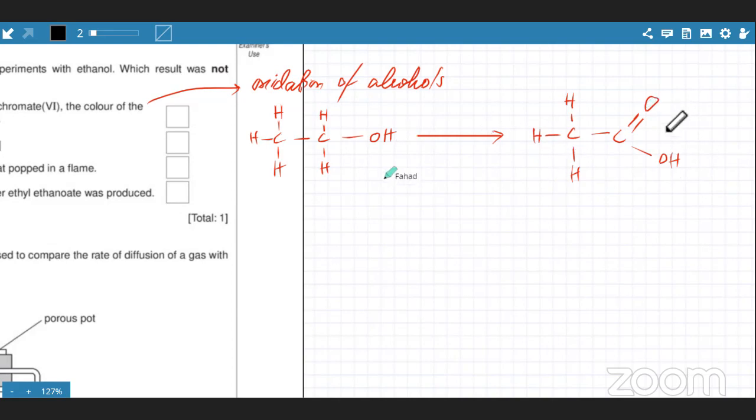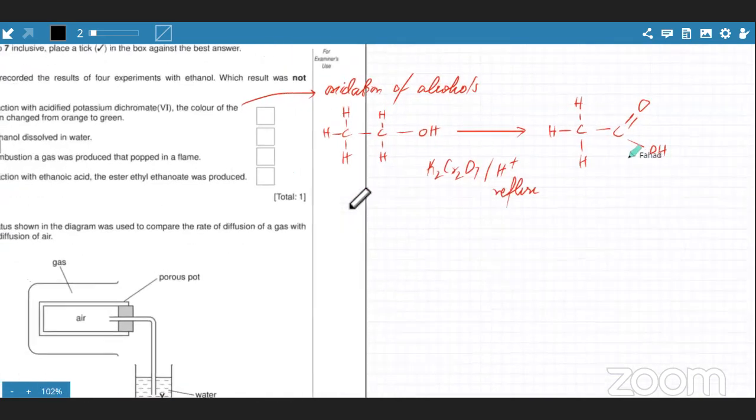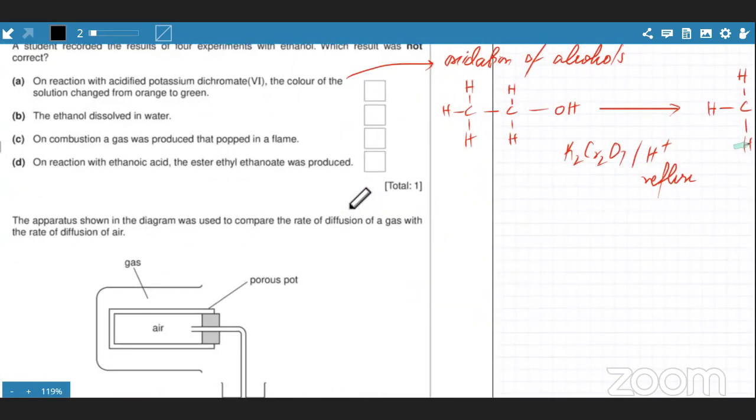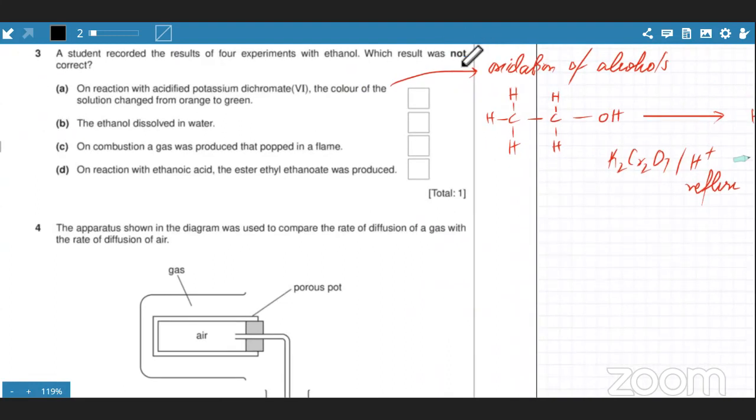The reason why it's called oxidation is because oxygens are getting added. Now, how does oxidation happen? Because of this oxidizing agent, which is acidified K2Cr2O7, and you use reflux. The color change that happens is orange to green. Remember, for K2Cr2O7, the color change is always orange to green. So this reaction is correct. Remember, they were asking for which one is not correct.